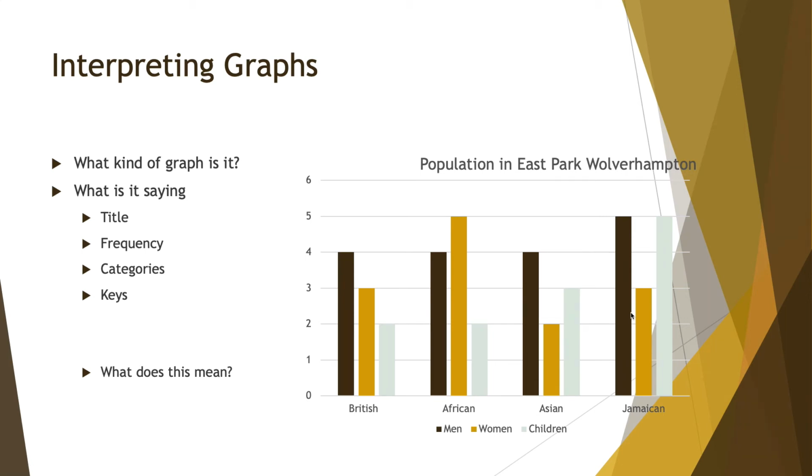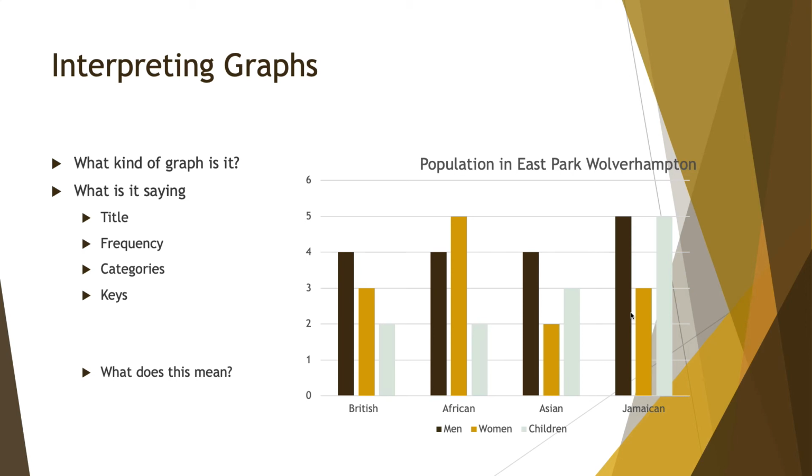Now the next question I need to ask myself is why? Why are there more African and Jamaican compared to Asian and British? Why are there more Jamaican men compared to the other three types of people? Why do we have more Jamaican children compared to Asian, African, and British?